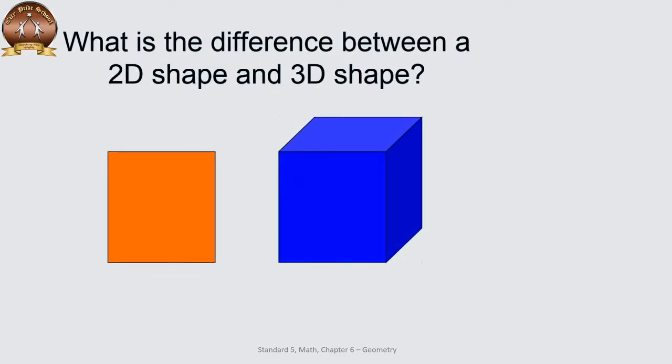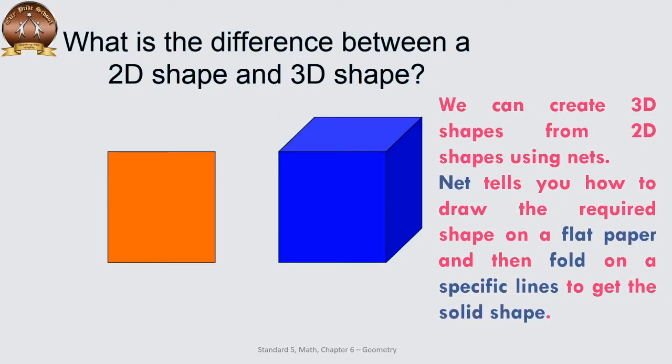What is the difference between a 2D shape and a 3D shape? Can you see it on the screen? The orange colored shape, that is a square, is a 2D shape, and the blue colored shape is a cube and it is a 3D shape. We can create 3D shapes from 2D shapes using nets.